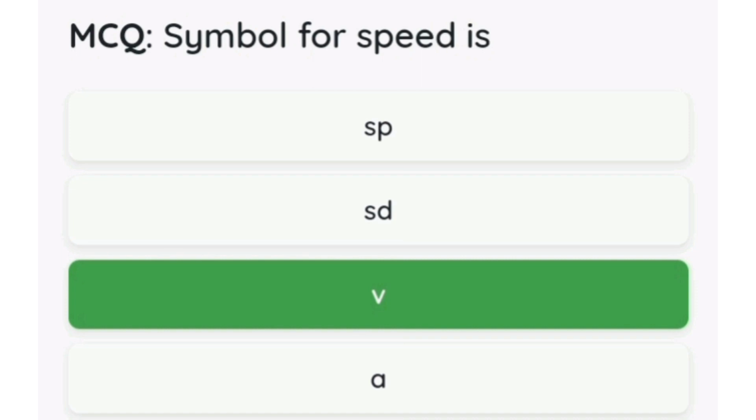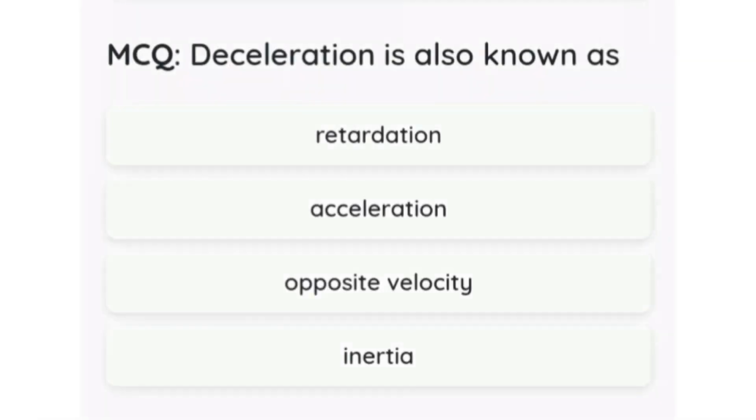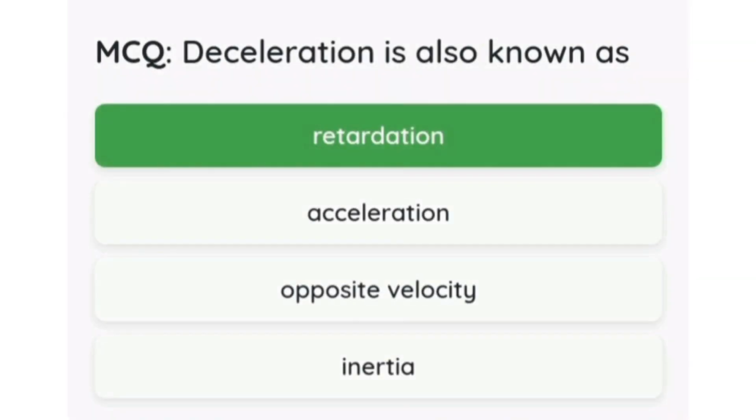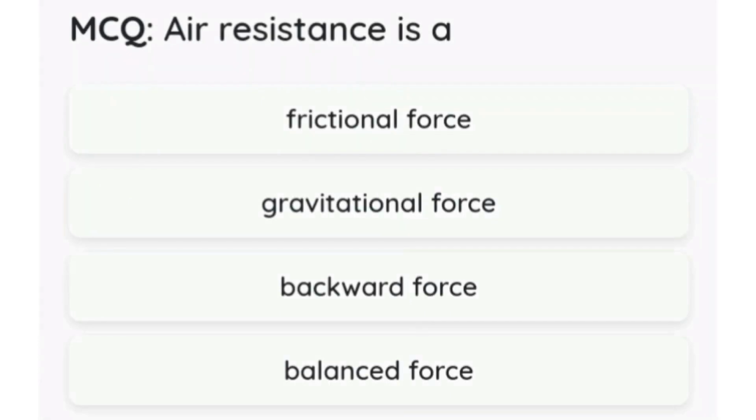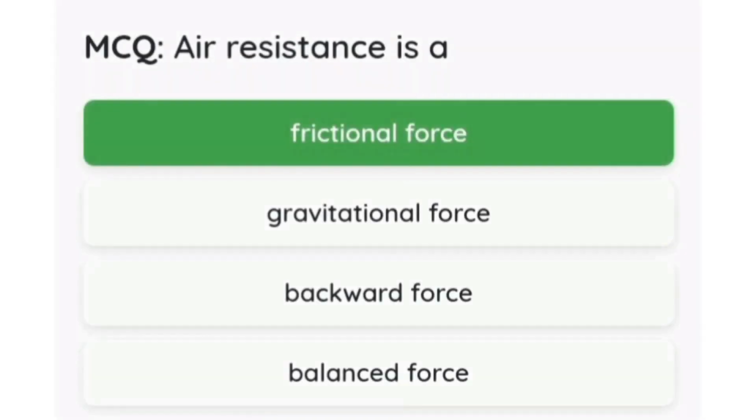So next MCQ we have: deceleration is also known as? As we know, negative acceleration is also called retardation or deceleration. So the right answer of this MCQ is retardation. It means when the velocity of the object is decreasing with time, it's called negative acceleration, meaning retardation. So next we have: air resistance is a frictional force, gravitational force, backward force, or balanced force. So the right answer is frictional force, because air resistance opposes the motion of an object.